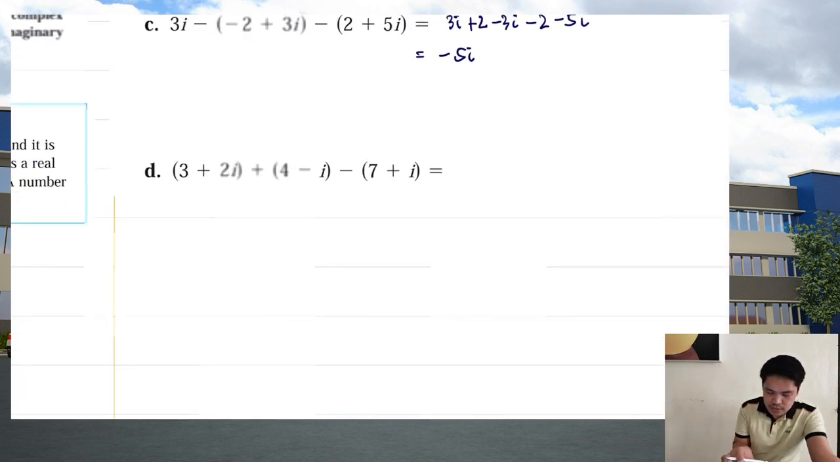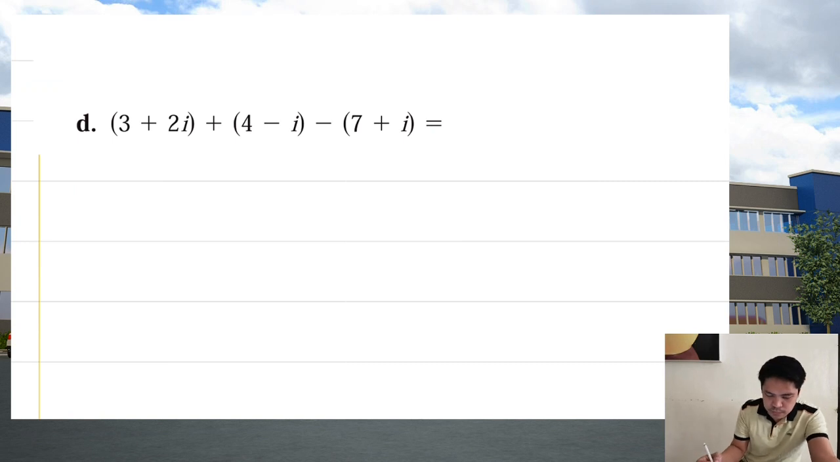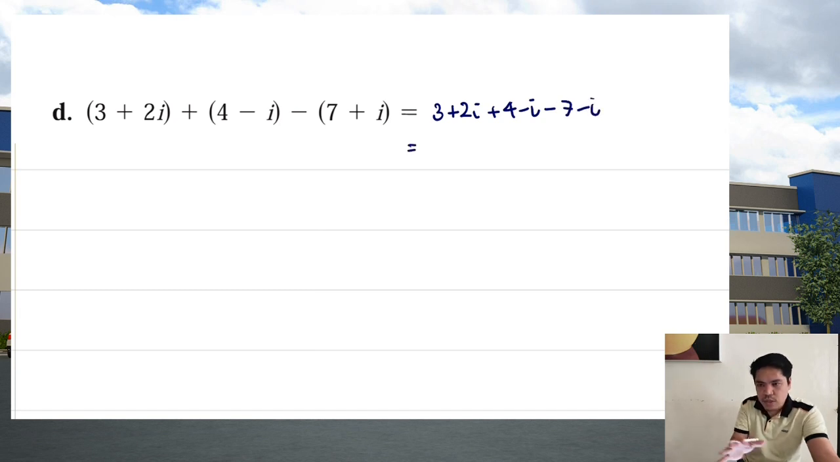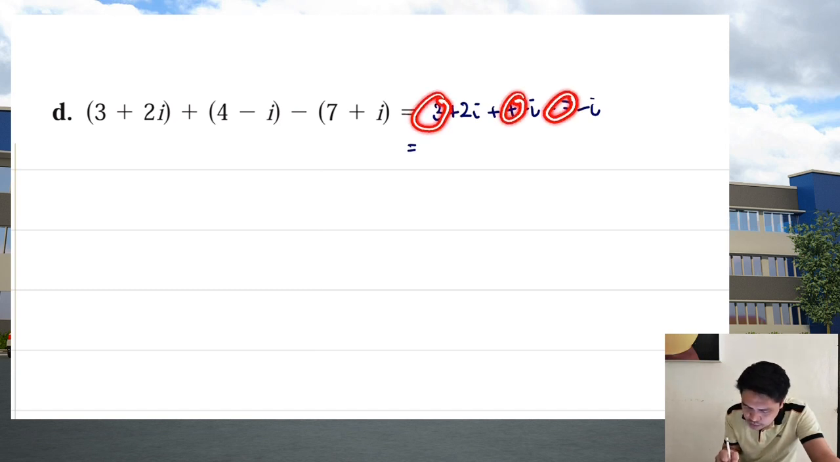Okay, last for the first problem. Again, the best thing to do here is just to expand 3 plus 2i plus 4 minus i minus 7 minus i. Okay, again, distributing the negative sign. So, combining the real parts, we have 3 and 4 and negative 7. So, 3 plus 4 is 7 minus 7, that would be 0.